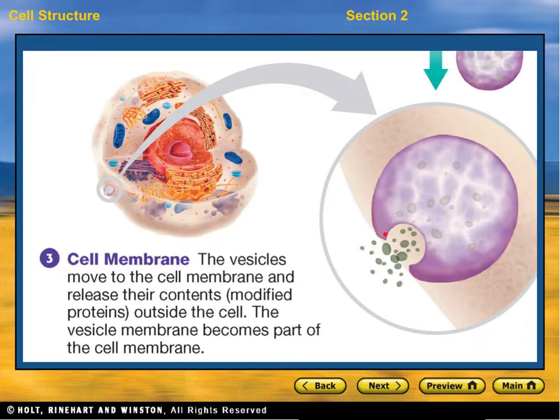But if we look at an enlarged view, what's going to happen is as that vesicle attaches itself to the cell membrane, it's going to open up to the outside of the cell, and it's going to allow those proteins to exit the vesicle.